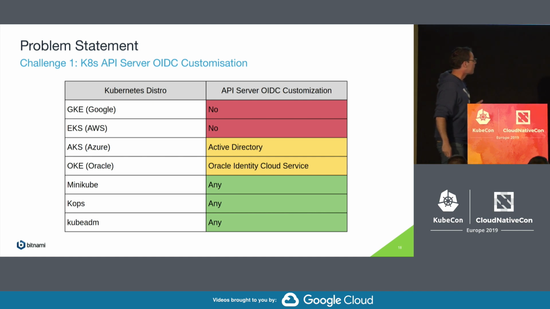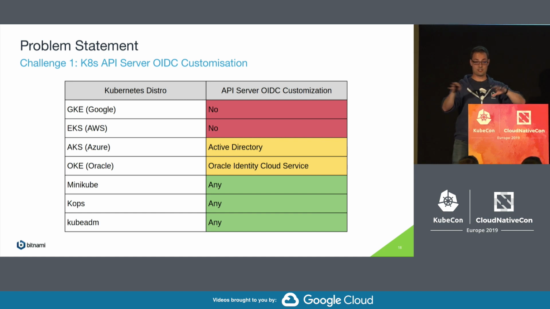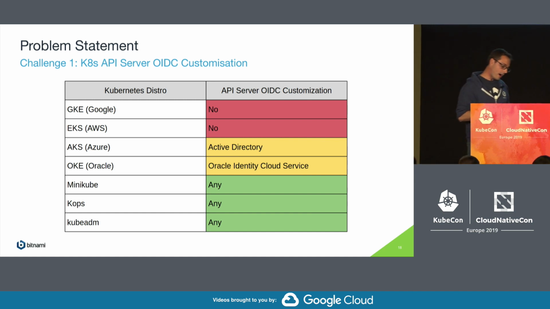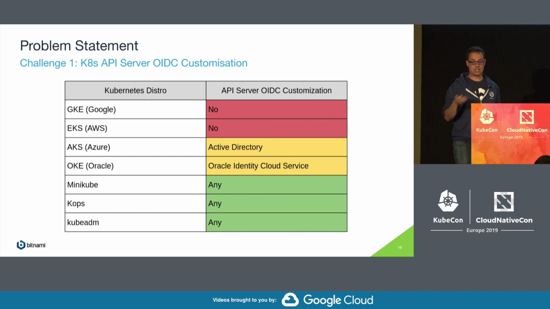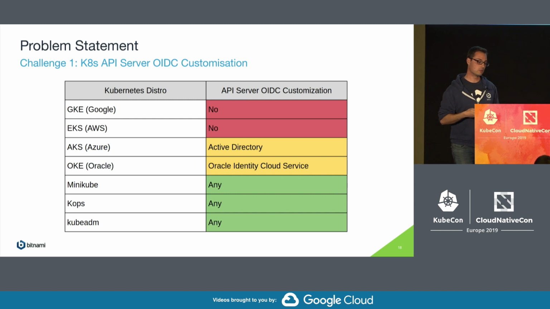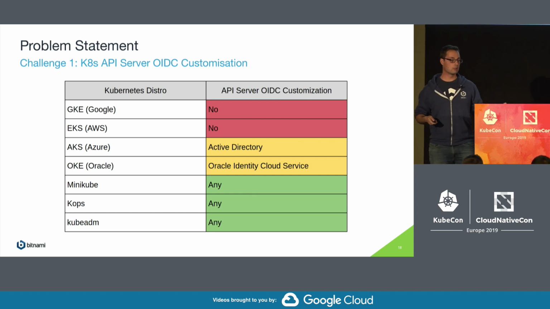So regarding modifying the API server, we looked into different distributions. And in some managed services, that actually can be tricky. In cases like GKE or EKS, this might have changed already because it changes every day. But in GKE and EKS, you cannot modify those flags. In AKS and OKE, you can do it, but only by selecting their specific identity providers. So this is actually the biggest problem that you might run into.